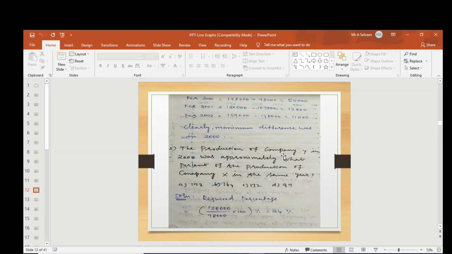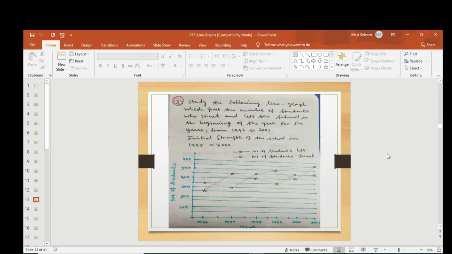The production of company Y in 2000 was approximately what percentage of the production of company X in the same year? Once again repeating the question. Options given: option A 173, option B 164, option C 132, option D 97. In the year 2000, we have to take the Y and X values and find out the percentage. So 164 we are getting. So 164 is the answer for the question.